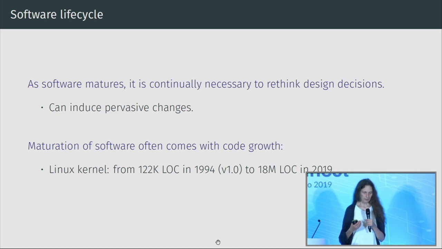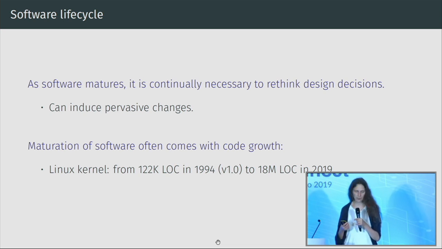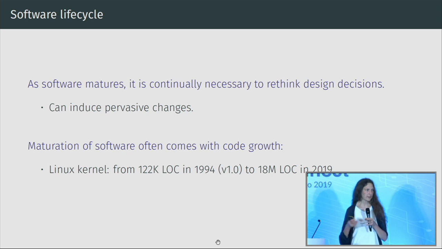And a side effect of all of this is that as the software gets more mature, as we get all those feature requests, after we fix the bugs and realize that actually our design decisions were not very good and we need to do things in a much better way, the code often gets bigger and bigger and bigger. So if you think of the case of the Linux kernel, in 1994 it was only a bit over 100,000 lines of code, and today it is over 18 million.